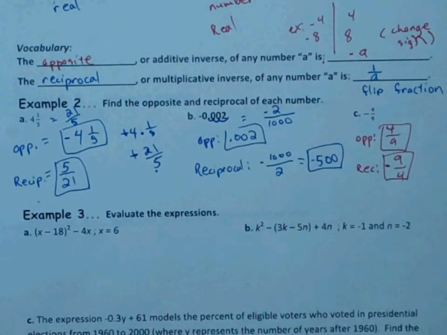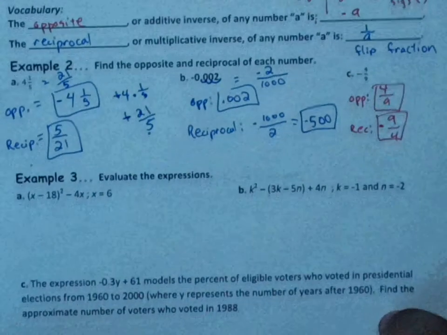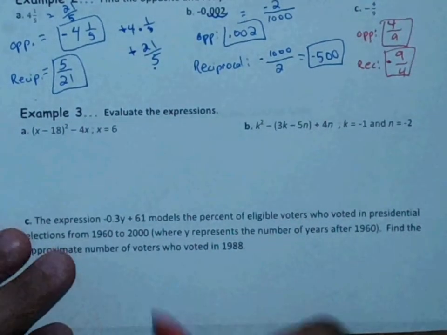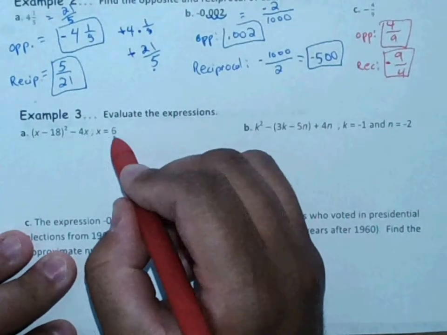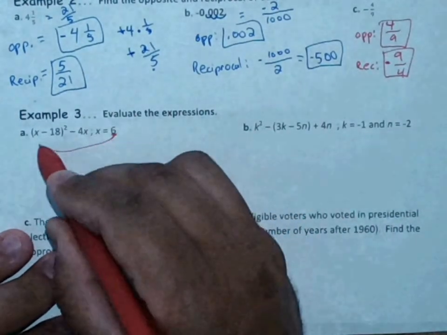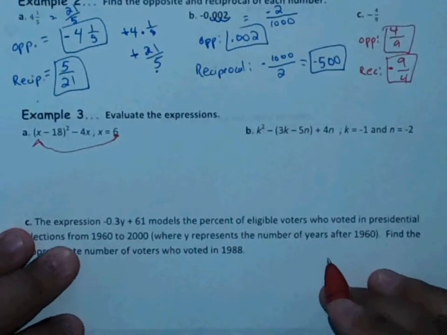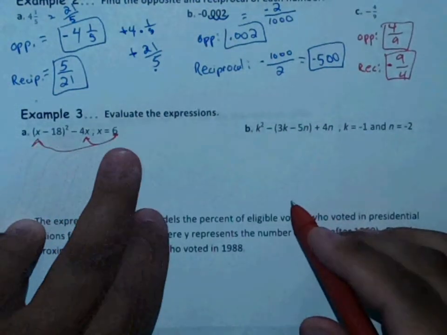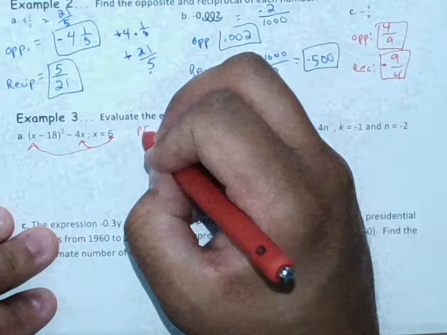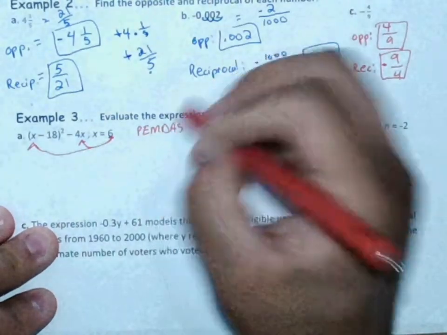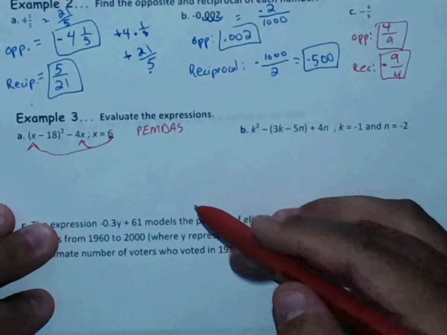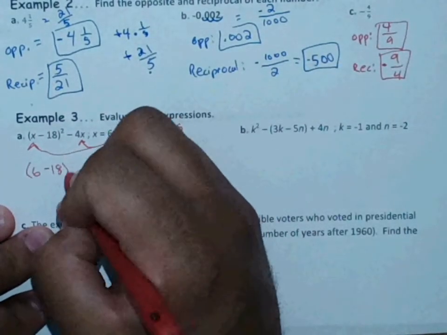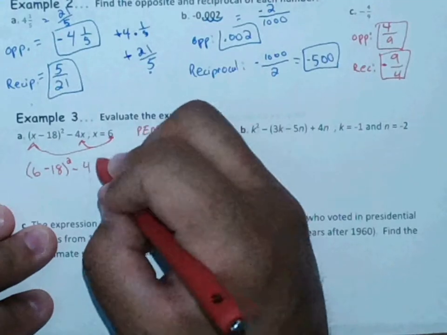Next, for example 3, this is where we're going to put some of the stuff that we're learning into practice. So whenever you're evaluating an expression and they give you a number for your variable, you just plug it in everywhere that you see your variable. So I'm going to plug in my 6 here and here, and then I'm going to use PEMDAS to evaluate my expression. So here I have a 6 minus 18 squared minus 4 times 6.